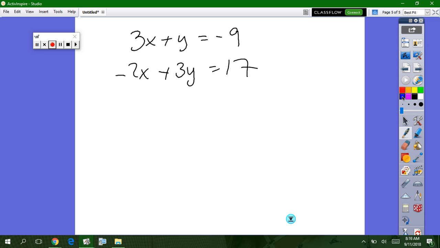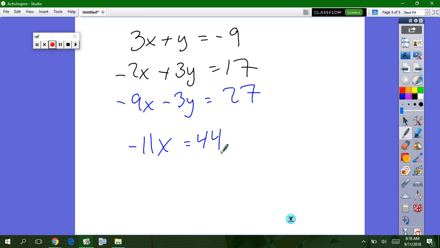Okay, so once again, we're going to be multiplying the top row by -3. So that's -9x minus 3y equals 27. Any questions on how I got that result? So I go ahead and add them. Those guys are gone. So therefore, x is -4.